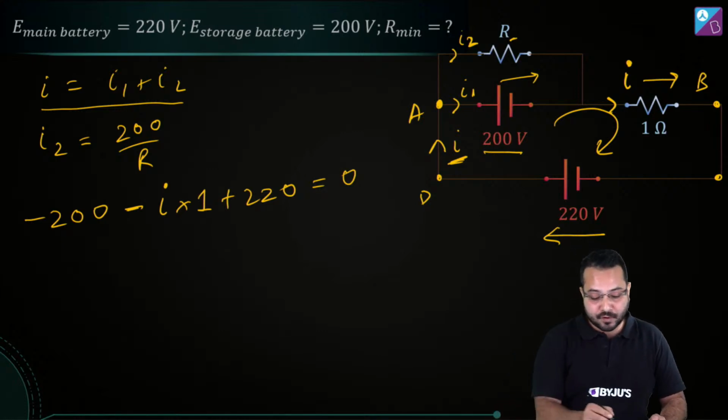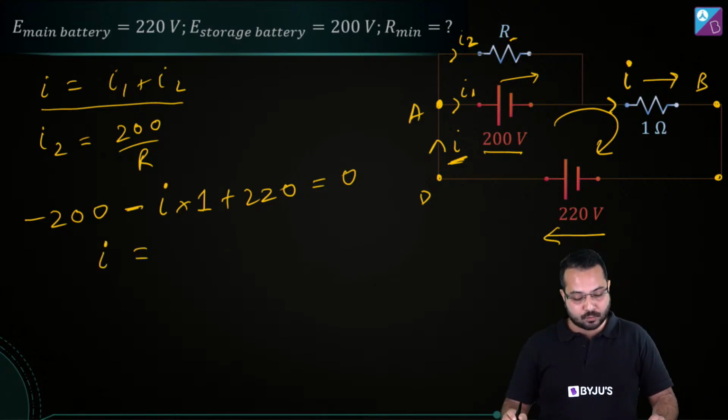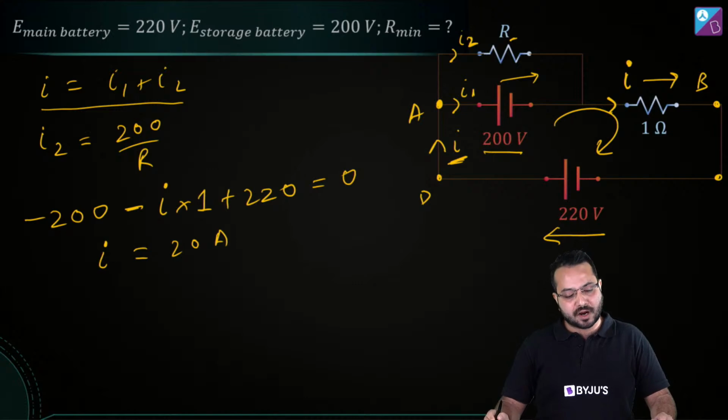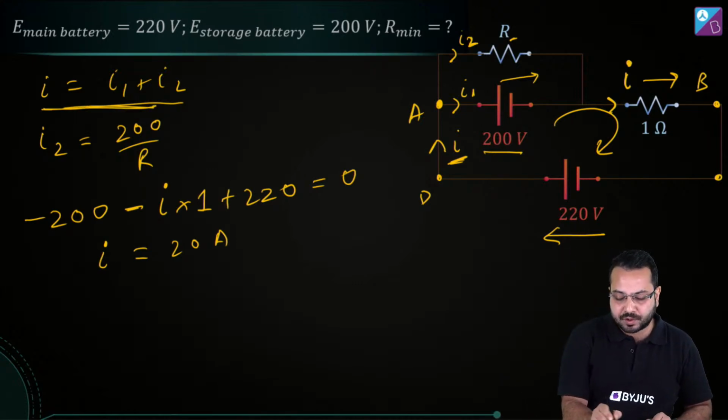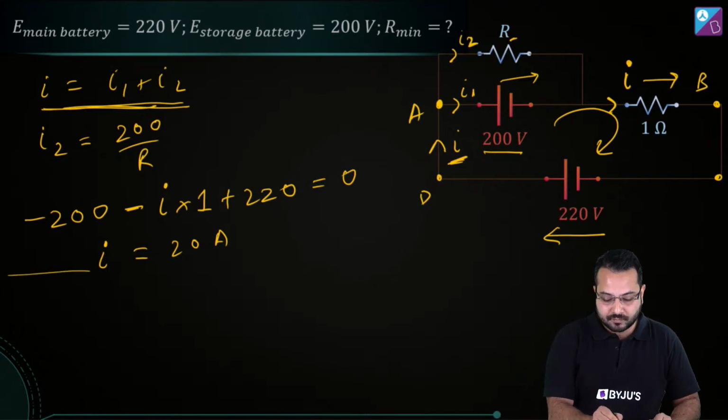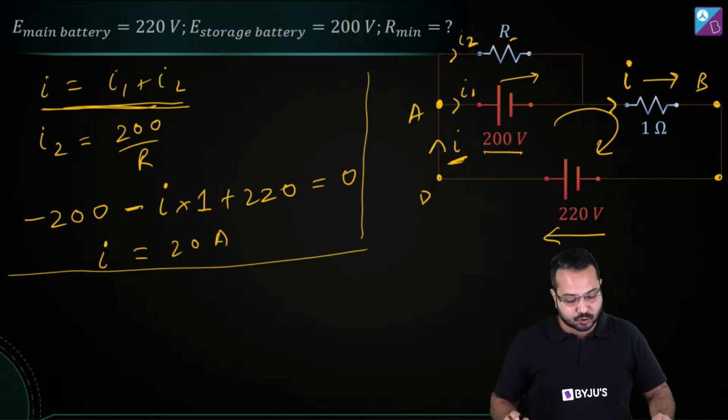Is that right? So from here, what do I get? I is equal to how much? We get I is equal to 20 ampere. Is that right? So we get the value of I. Now all we have to do is substitute it over here. Let me make some space for that and let's do the substitution.